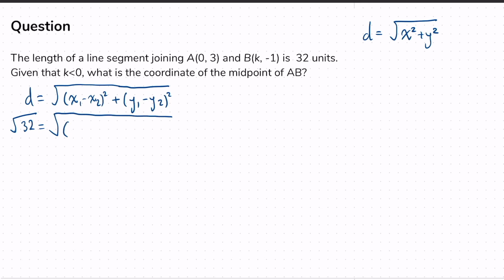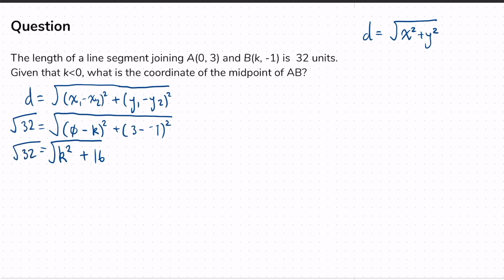Well, we've got (0 minus k) squared plus (3 minus -1) squared. Okay, so 0 minus k, well, that's minus k. And (minus k) squared, that's just going to be k squared. A negative times a negative is a positive. This next one, 3 minus -1 is 4, so we've still got the square root. 4 squared, 16.